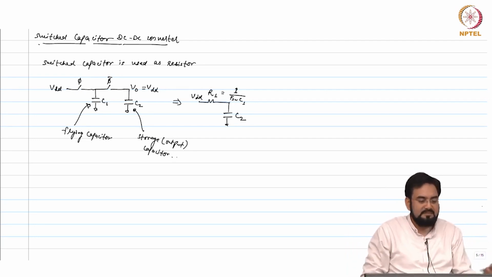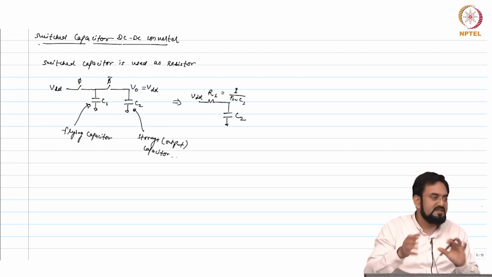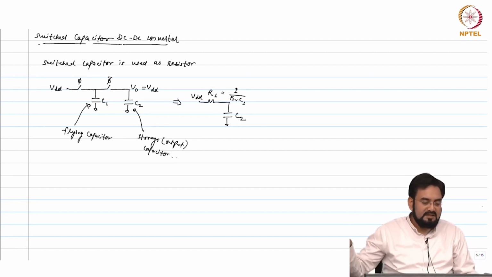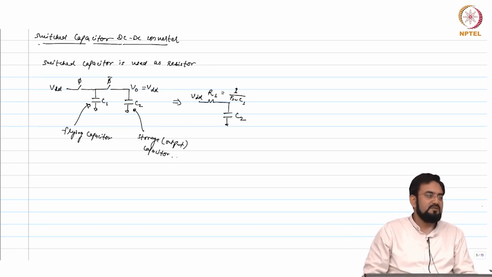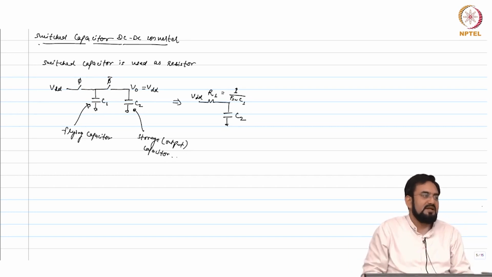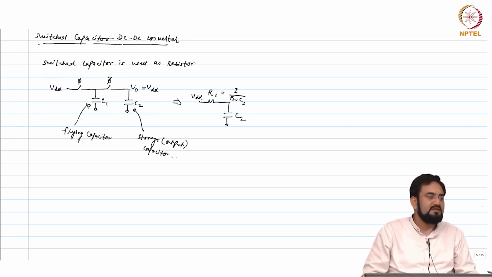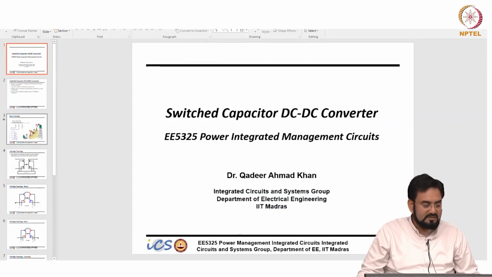But now if I rearrange the switches, let us say I want Vout equal to VDD by 2. So, you have to rearrange these switches in such a way that you can get VDD by 2. And there is an analogy also.